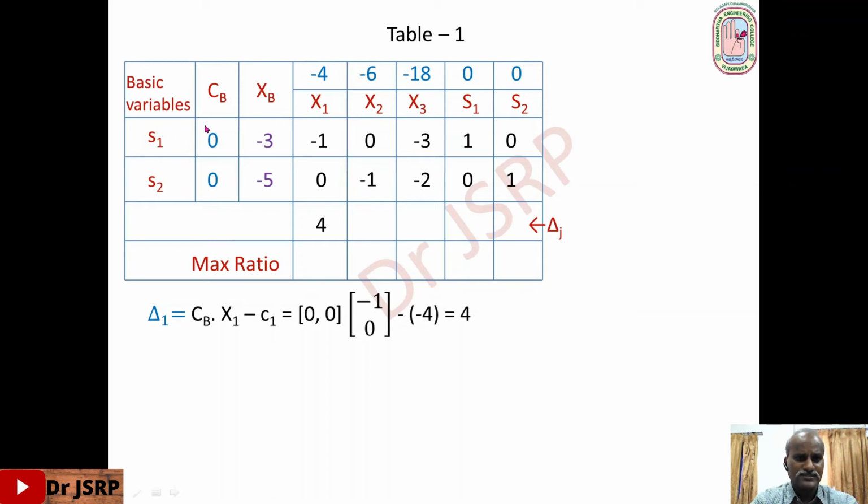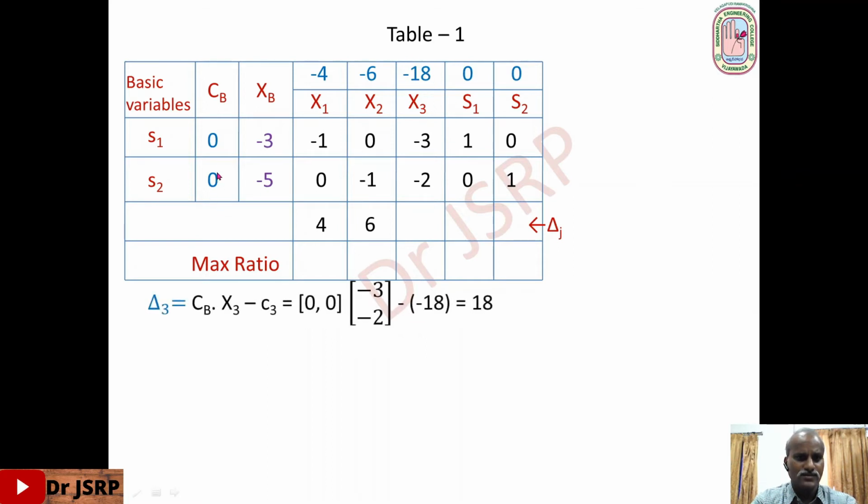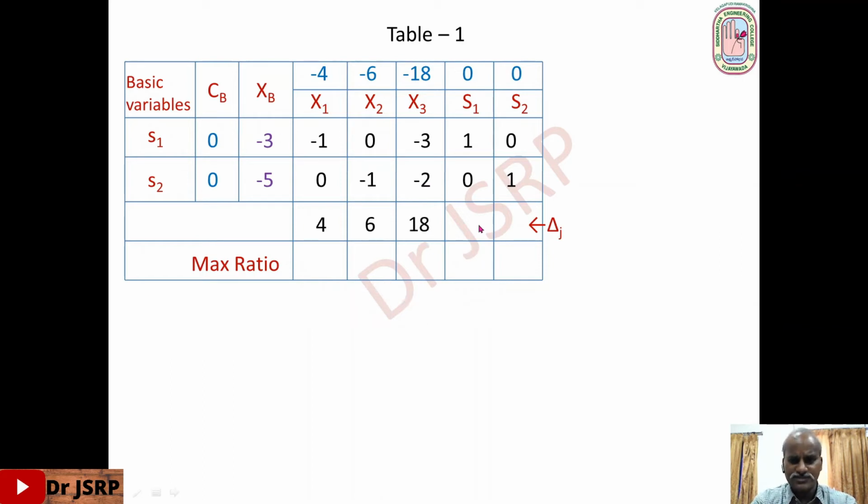Next, delta 2 equals CB x2 minus C2. That is 0 into 0, 0, plus 0 into minus 1, 0, minus of minus 6, plus 6. Next, delta 3 equals CB into x3 minus C3. So CB 0 into minus 3, 0, plus 0 into minus 2, 0, minus of minus 18, plus 18. And S1, S2 are basic variables, so their delta J values are 0.